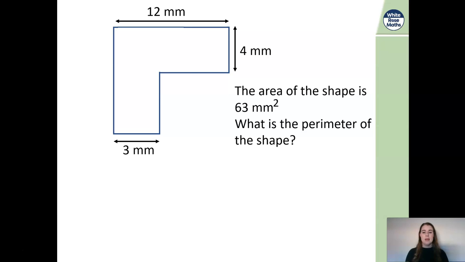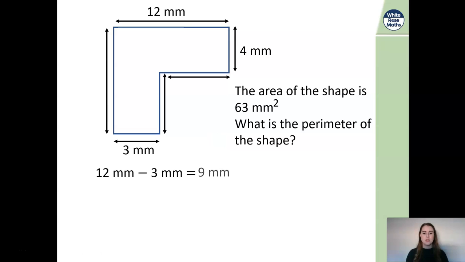Now this shape here has actually given us the area of 63 millimetres squared. We need to work out what the perimeter of the shape is. So we need to work out the missing lengths of our shape. In order to work out this length, we know that we have 12 and we know that we have 3. So to work out this length, if we take them away from each other, that's going to give us 9 millimetres. Therefore, that missing length is 9.